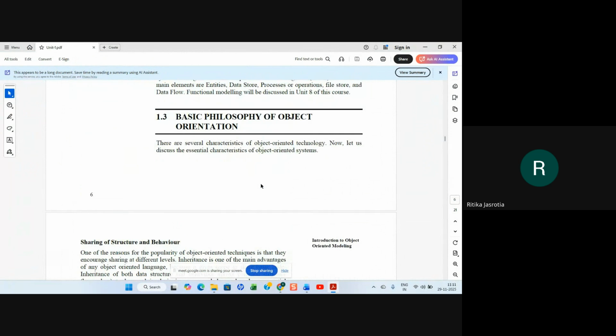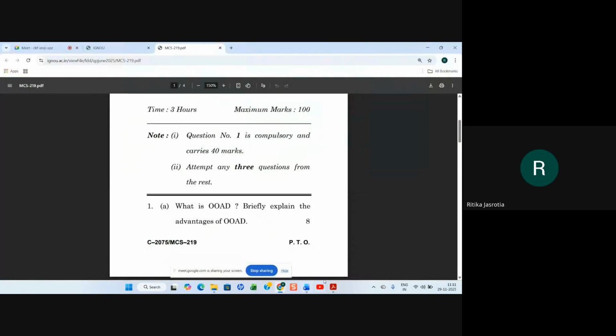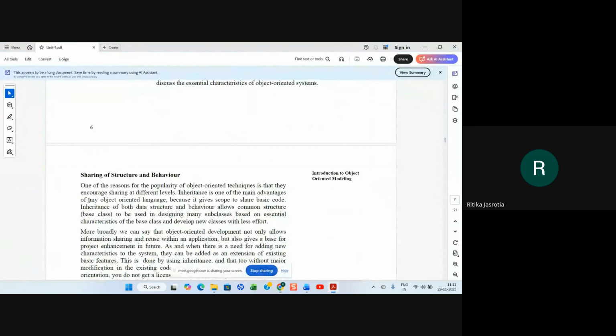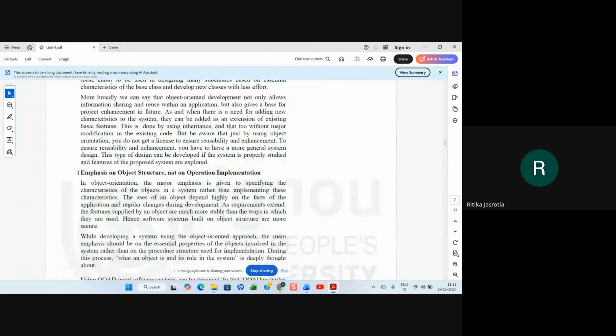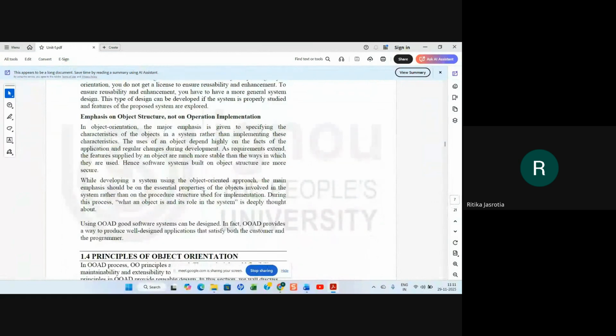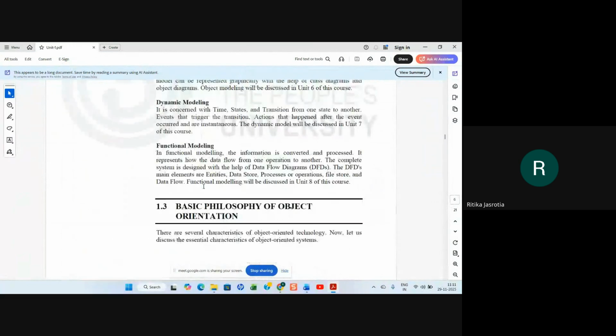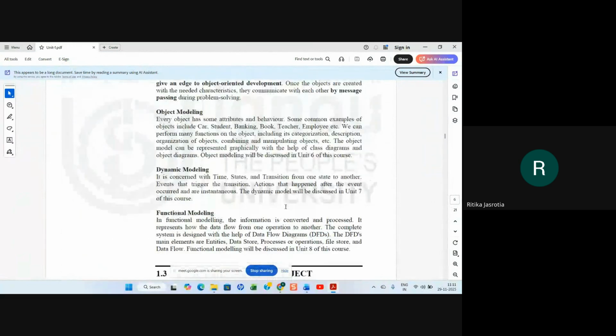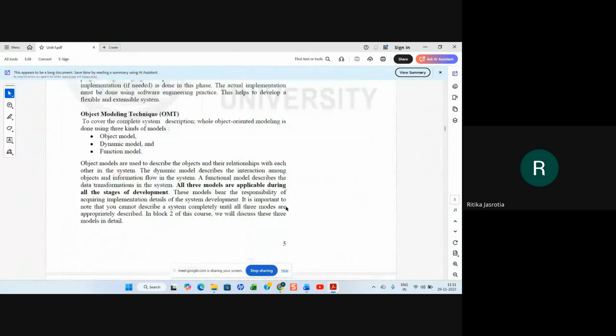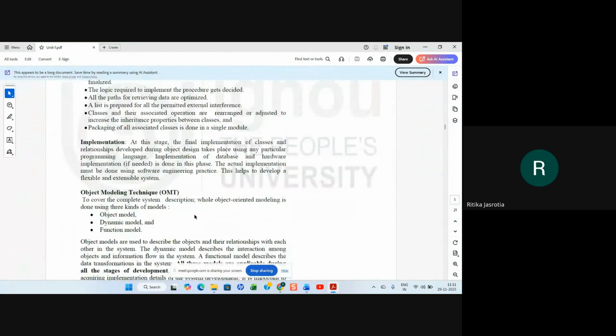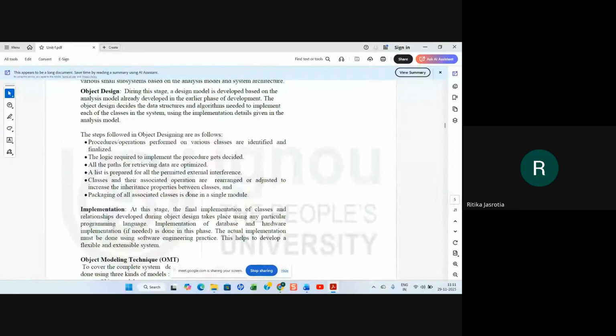So if you have to write the advantages of OOAD, one of the advantages is sharing of structure and behavior. The other advantage is emphasis on object structure, not on operation implementation. These are the two basic philosophies of object orientation, or you can say the advantages. Those things you should write.